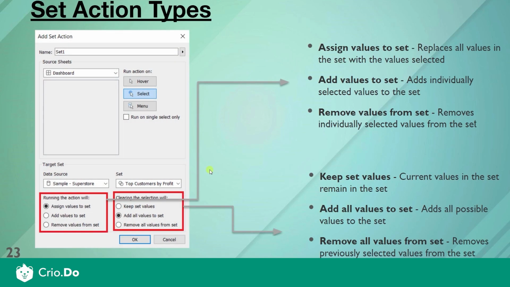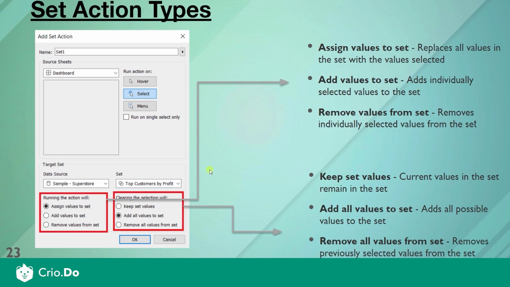If you see here, it also looks exactly like the parameter actions. It has the same options. You have hover, select, and menu. The target sets the data source and the set to be used. So if you have a set like top customers, in this example it is actually using the top customer. That's why it is set to the top customer.